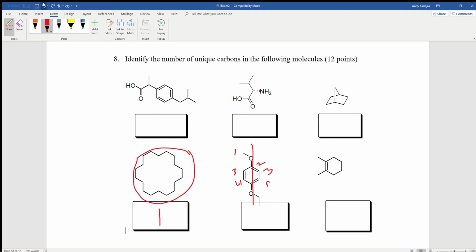So again, the two sides of the aromatic ring are equivalent, but nothing else has any equivalency in this molecule. And so we get a total of 7 unique carbons in this compound. Continuing to the right, we have a clear line of symmetry in this molecule, and so we're going to end up with 4 different carbons here.